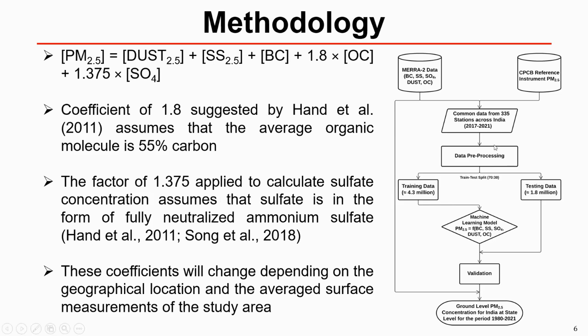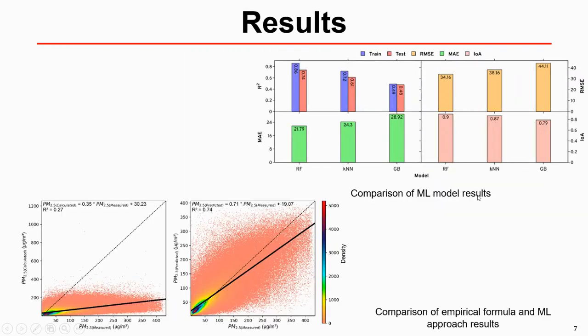So in this study, we have collected data from 335 monitoring stations across India, and we are trying to develop a machine learning model for reconstruction of PM2.5 for India. We have applied three algorithms, namely random forest, KNN, and gradient boosting, and on comparison of these models' performances, we can see that random forest is the most appropriate model, with the highest performance, with train and test scores of 0.86 and 0.74.